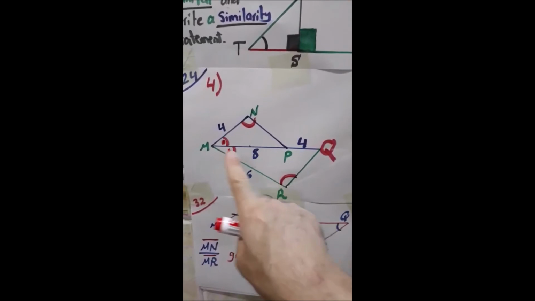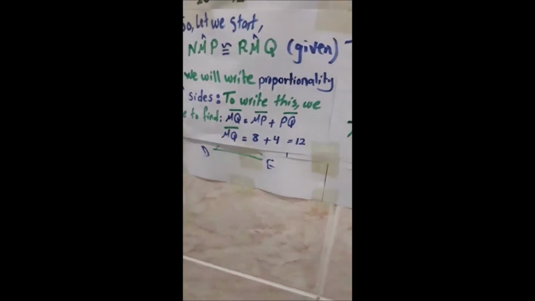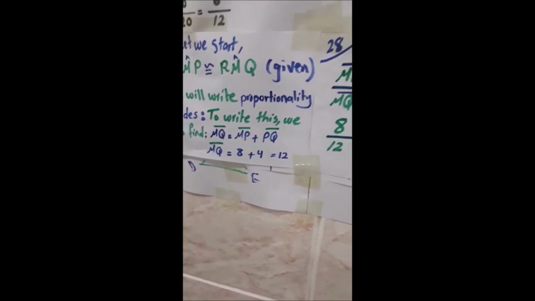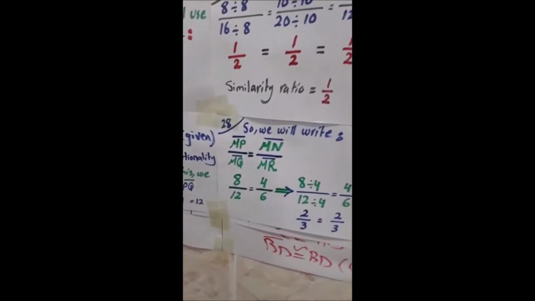So you will say it is equal to MP plus PQ. Here are the details: MQ equals MP plus PQ. So MQ equals 8 plus 4 equals 12. So now we can write the proportionality of the corresponding sides.